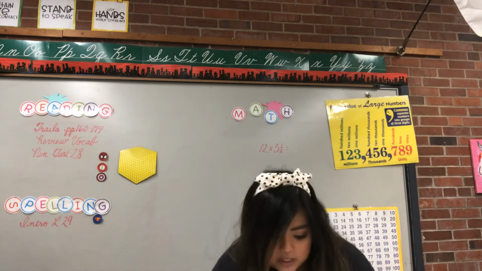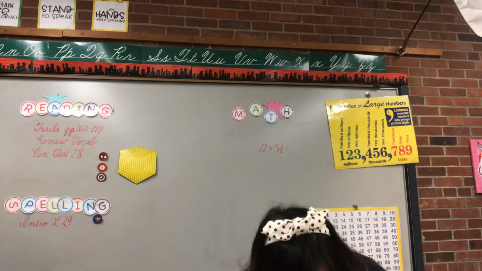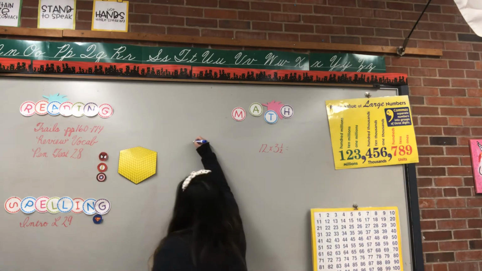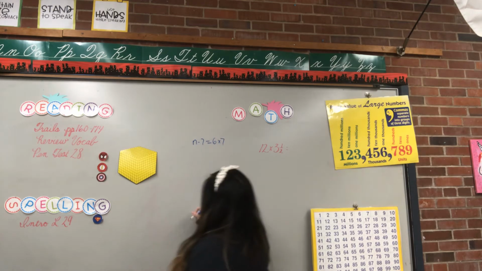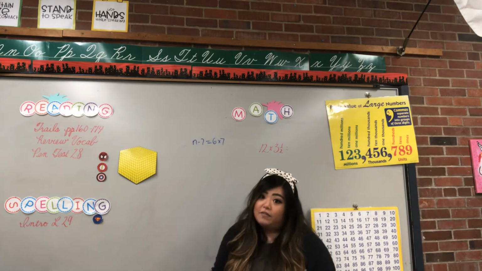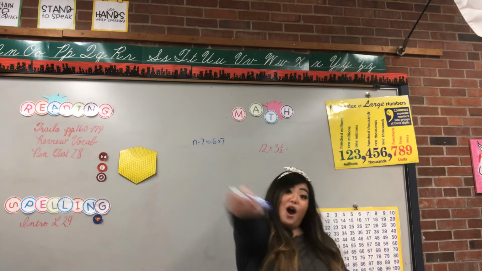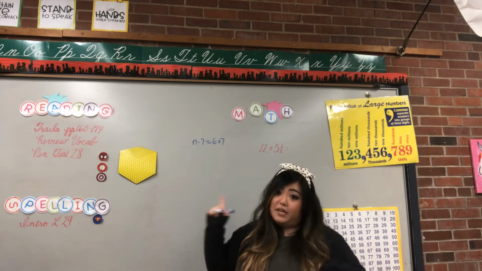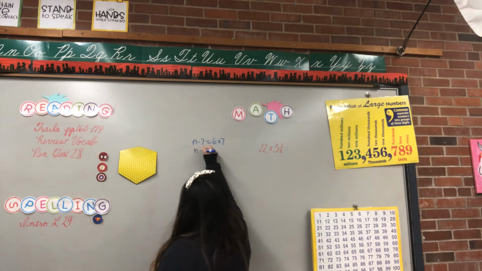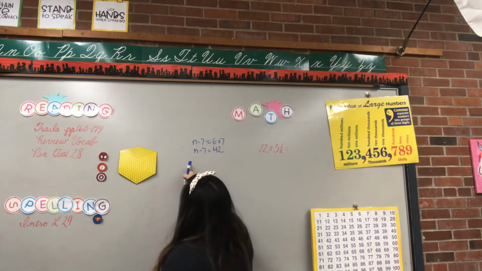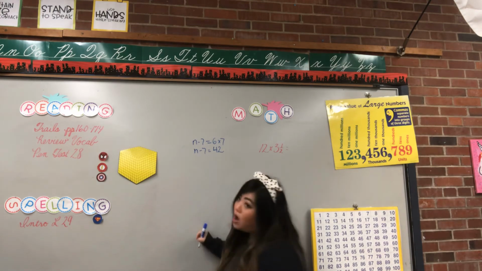And now we're on page 261. Hopefully you're there. Last one, n minus 7 equals 6 times 7. All right. Solve the side we know. N minus 7 equals 6 times 7 is 42. Hopefully you're not getting rusty. N minus 7 equals 42. Now we have to get n alone.